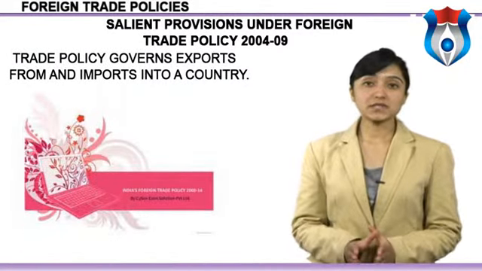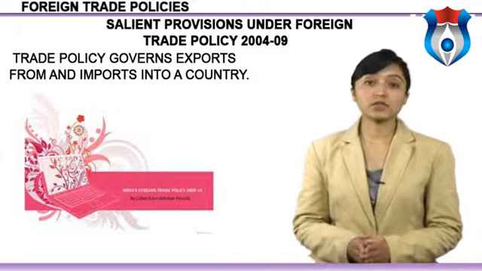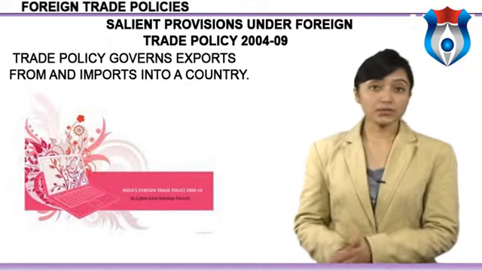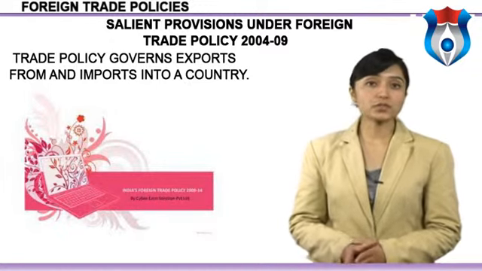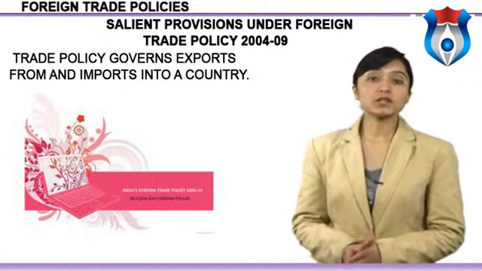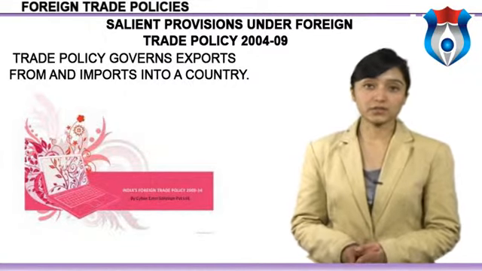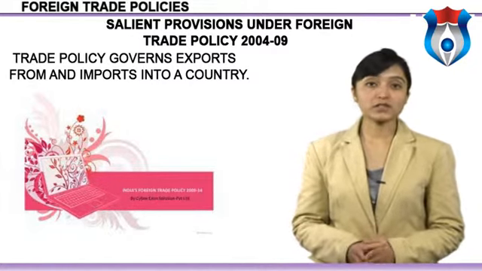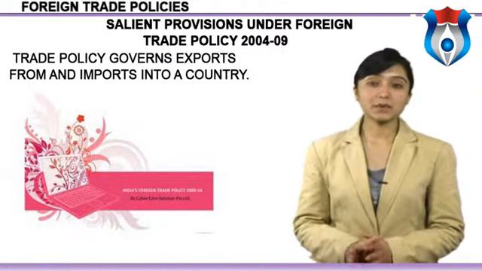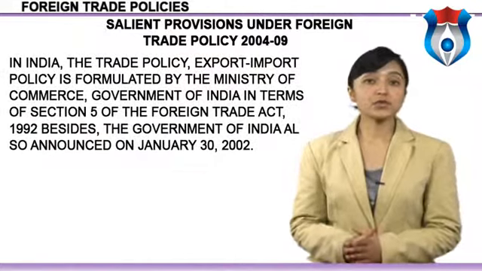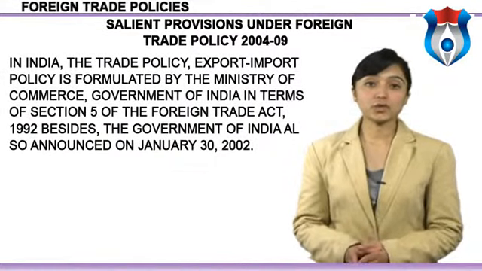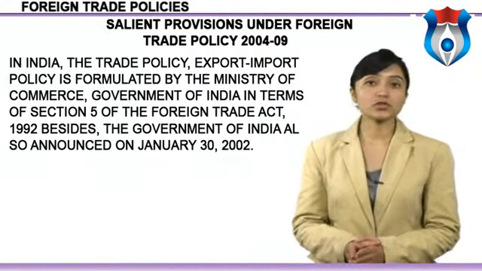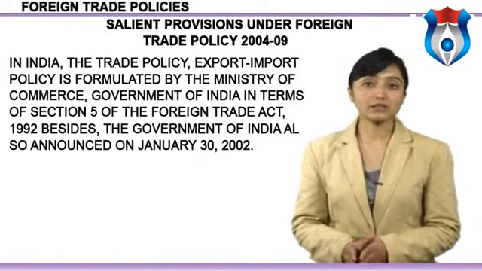Let us discuss some salient provisions under Foreign Trade Policy 2004 to 2009. Trade policy governs exports from and imports into a country. It is one of the various policy instruments used by a country to attain her goals of economic development. This policy is thus formulated keeping in view the national priorities for economic development and the international commitments made by the country. In India, the trade policy, export-import policy, is formulated by the Ministry of Commerce, Government of India in terms of Section 5 of the Foreign Trade, Development and Regulation Act 1992.